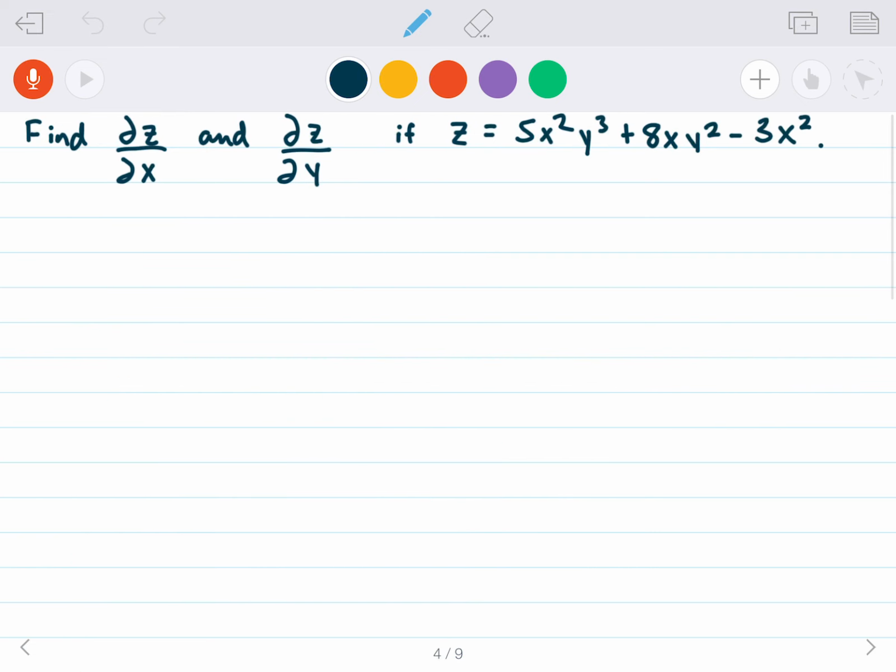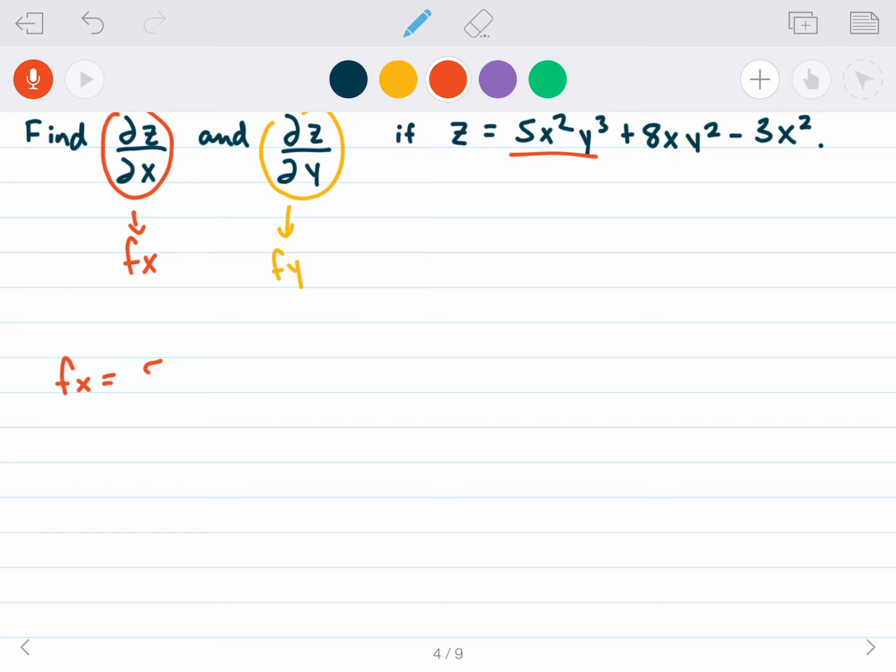Okay, let's do another example. So this is some more notation. So this just means partial derivative with respect to x, and this means partial derivative with respect to y. Okay, so just other notation here. Okay, so I'm going to do my x direction first. Remember, we're keeping y as a constant here. So let's start with this first chunk in red.